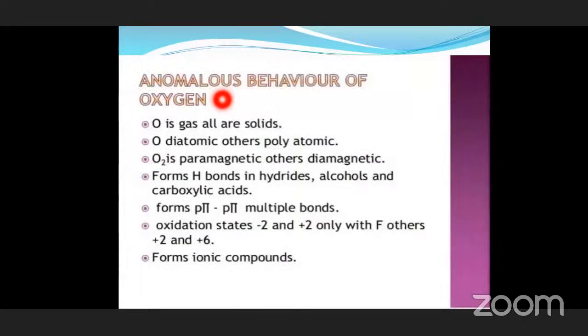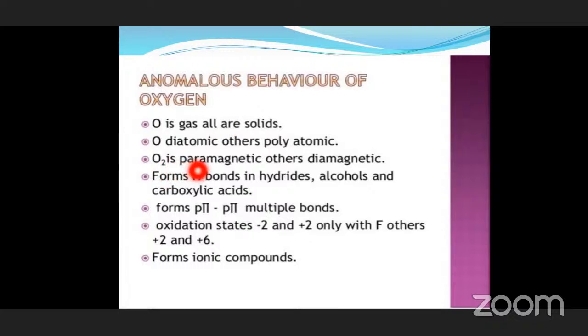Then, the anomalous behavior of oxygen. The first point: oxygen is a gas, all the others are solids. Then oxygen is diatomic, the others are polyatomic. Oxygen is always represented as O2, whereas the remaining ones are polyatomic, like S8, which is a polyatomic molecule of sulfur, right?